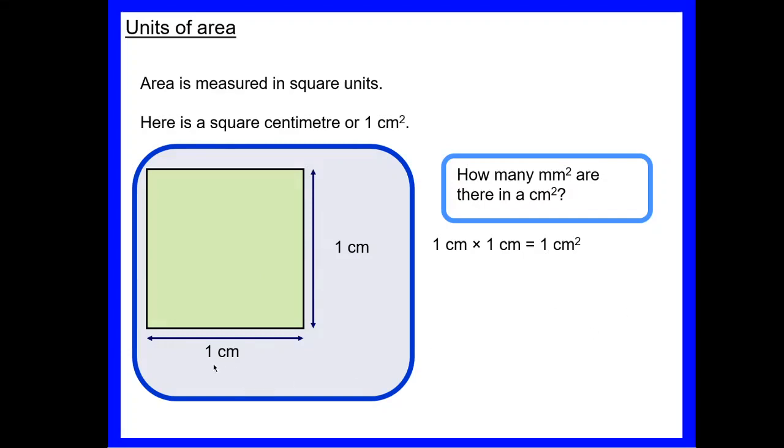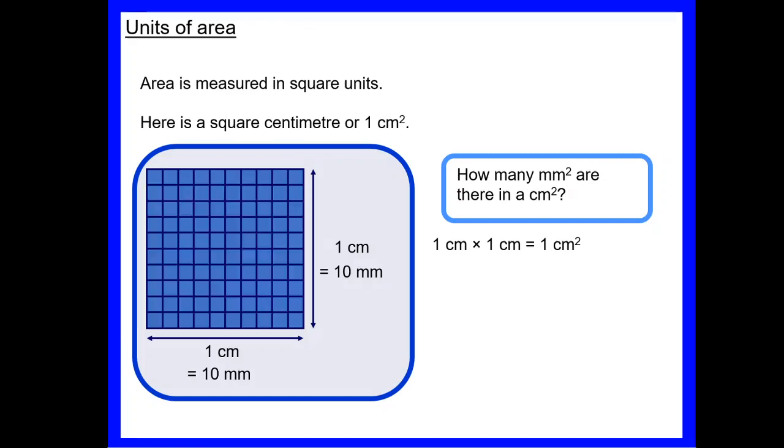Well, let's change the units from centimetres to millimetres. So 1 centimetre this way is now 10 millimetres, and 1 centimetre this way is now 10 millimetres. So if I find the area again, I'm now doing 10 times 10. So that gives us 100 millimetres squared.